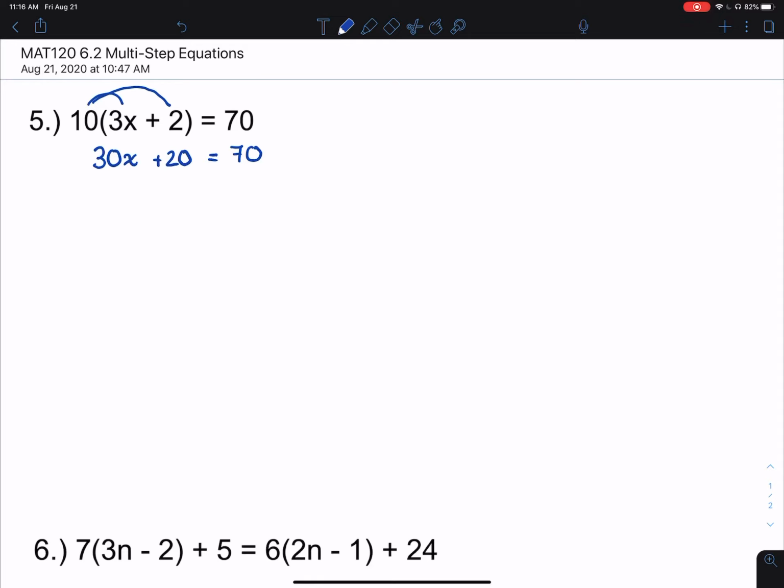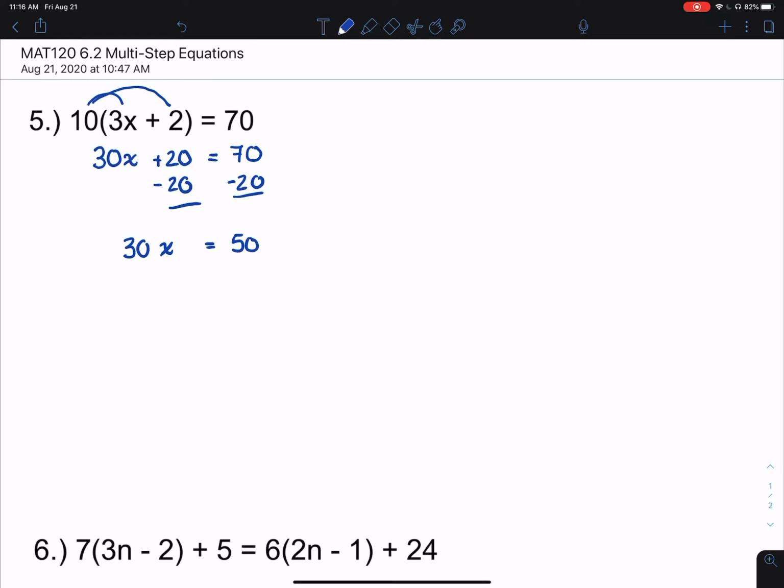Now I need to get that x, the variable, by itself. First, I'm going to undo that addition. So I have plus 20. To undo it, I'm going to subtract 20 from both sides. That's going to give me 30x equals 50.